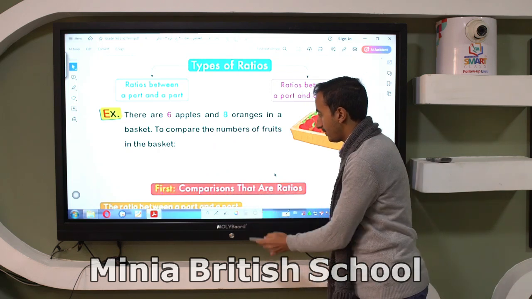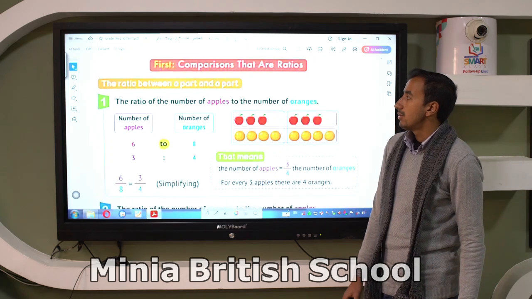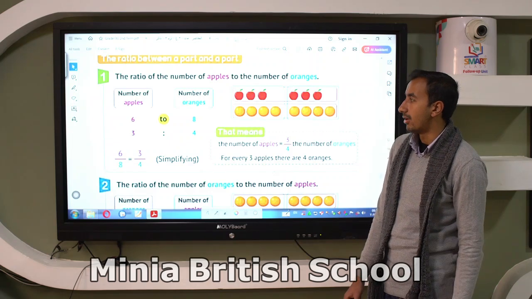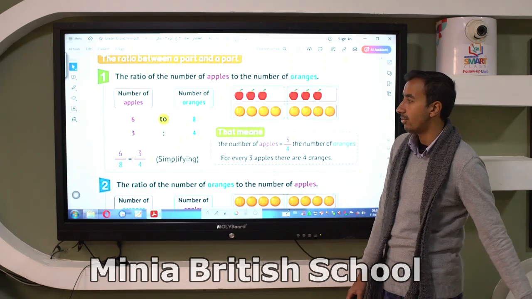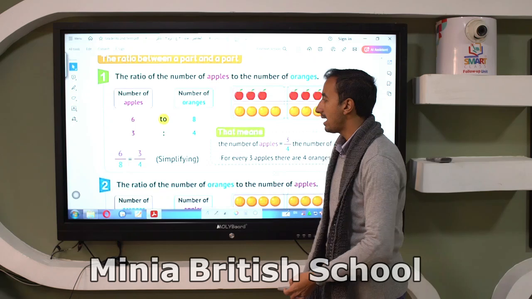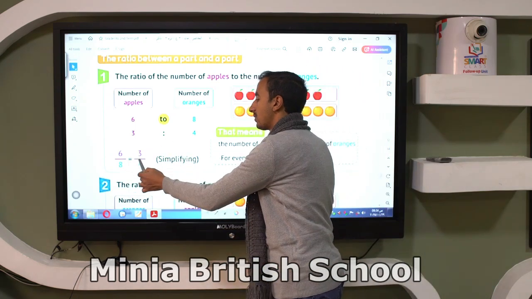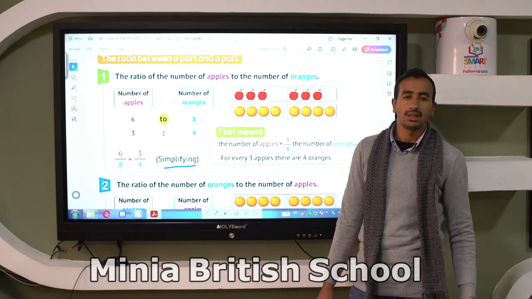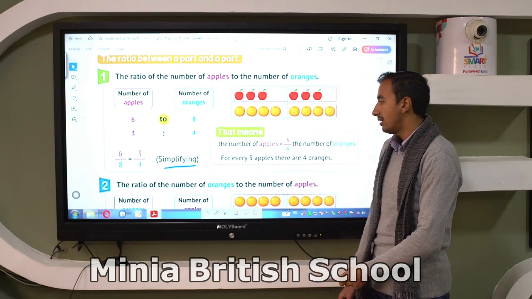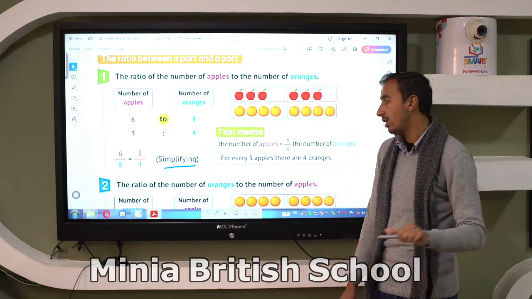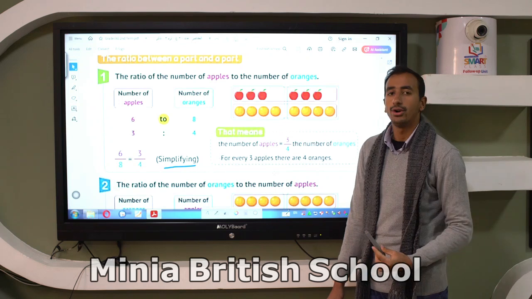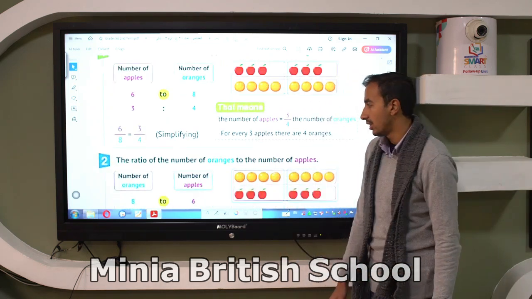The first comparison is the ratio between a part and a part. The ratio of apples to oranges is 6 to 8, or you can simplify this ratio by dividing by 2 to make 3 to 4. 6 over 8 equals 3 over 4 by simplifying, in the simplest form we talked about in grade 5. The number of apples equals 3 over 4 the number of oranges. For every 3 apples there are 4 oranges. That's called a ratio of part to part.